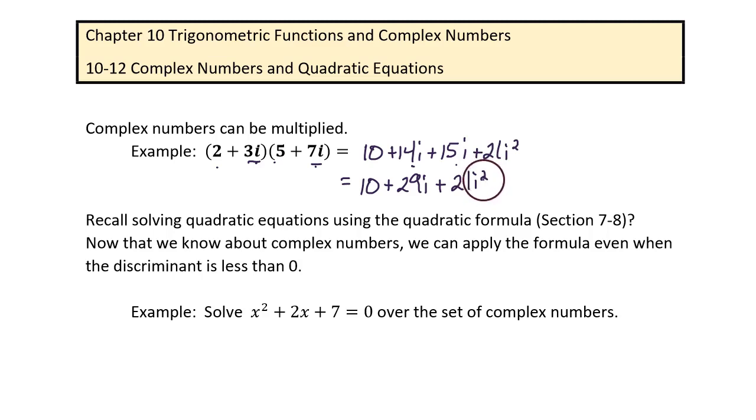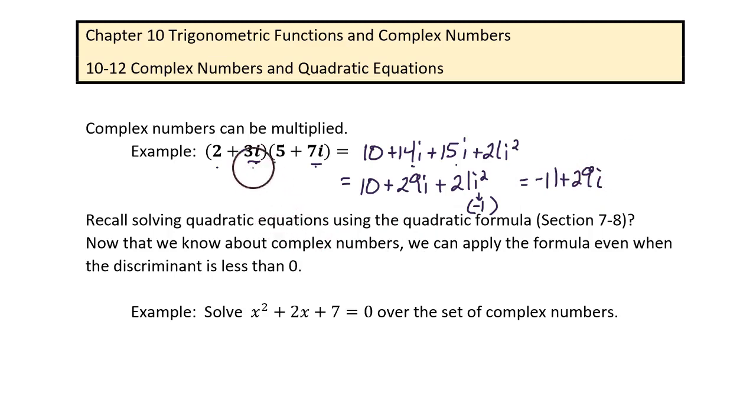Because what does i squared equal? i squared, remember, is negative 1. So then 21 times negative 1 is negative 21, and that combines with the 10 at the beginning. The final result is negative 11 plus 29i.